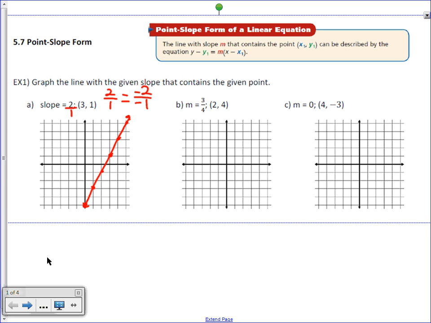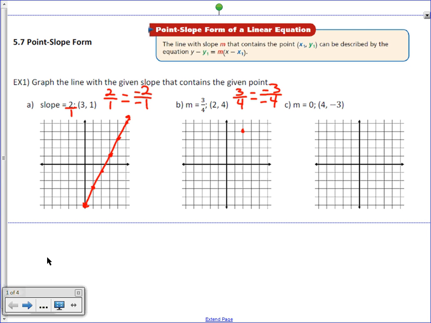For B, our point is 2, 4. So you want to start by going to 2, 4 and putting your dot there. Now, here's the thing. With my next slope, the slope is 3/4, which means I would need to rise 3. Well, that runs into a problem because I can only go up basically 1.5. So I'm going to use the trick that I showed you on the previous one. 3 over 4 is the same as a negative 3 over a negative 4.